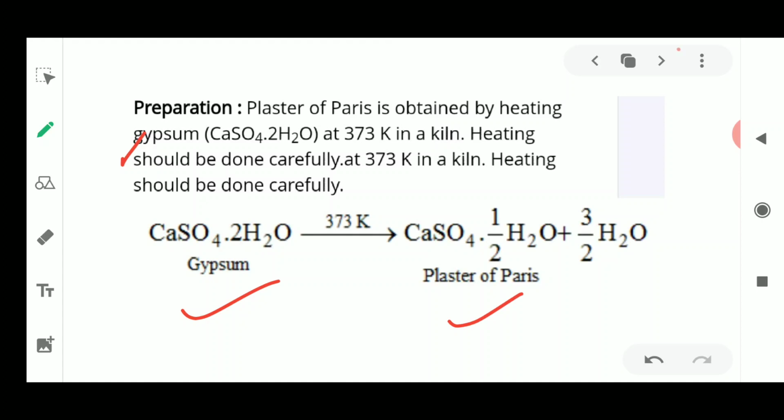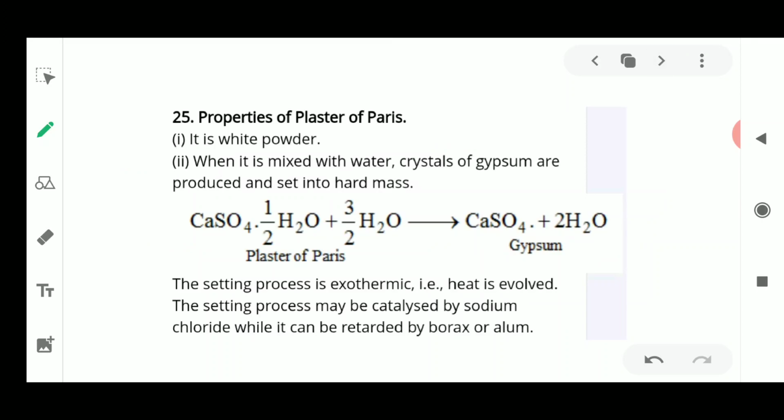So we just heat this gypsum, and half of the water of crystallization remains with the CaSO4, and it becomes plaster of Paris. Next, what are the properties of plaster of Paris? As you could see, it is a white powder. It is mixed with water to form crystals, and it can set into a hard mass. This is one of the best properties of plaster of Paris.